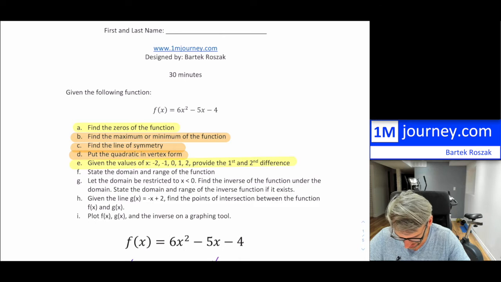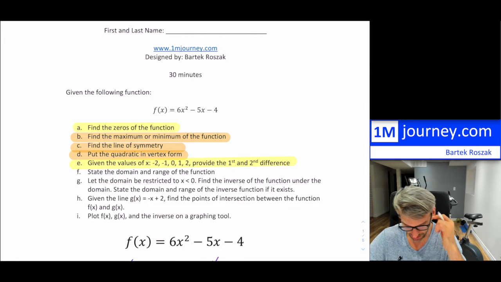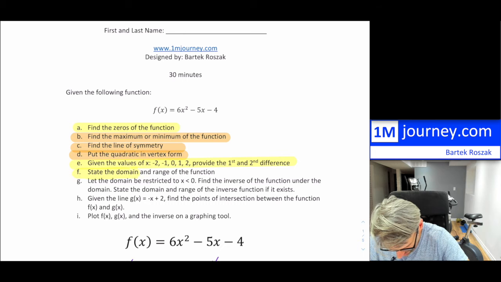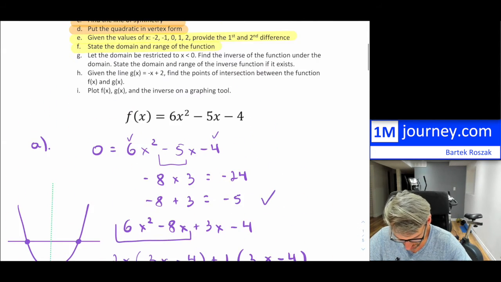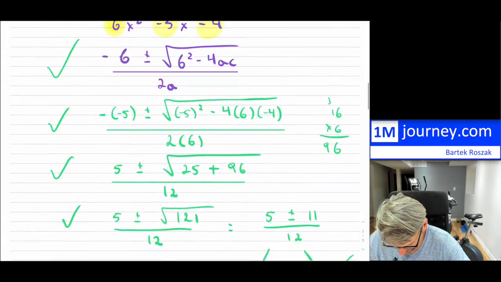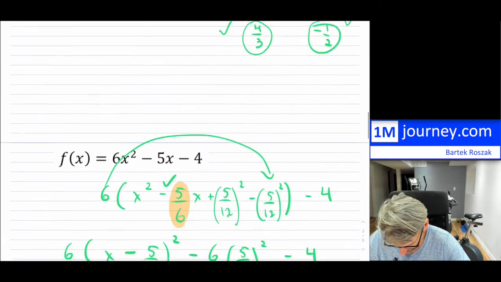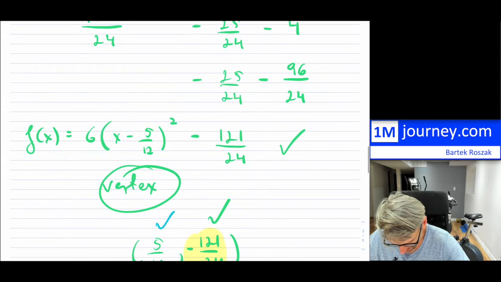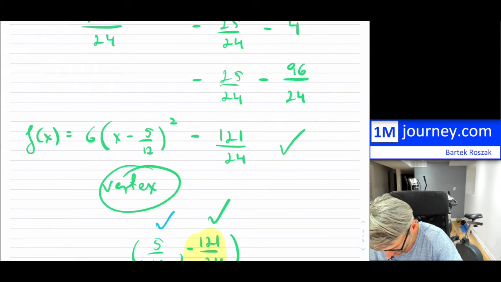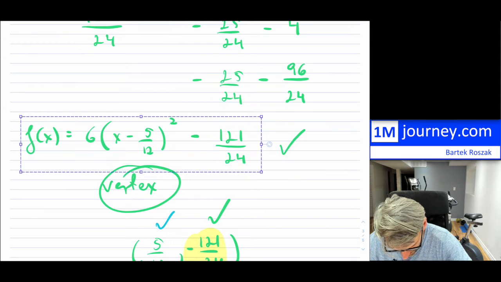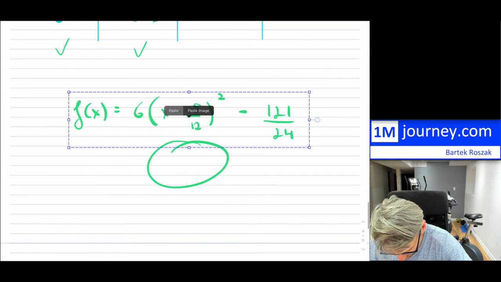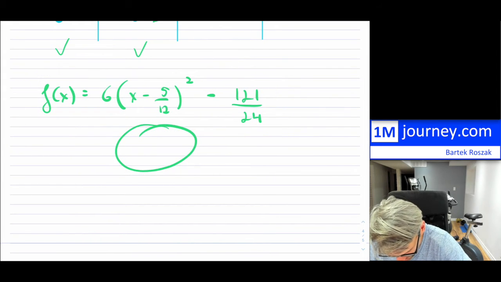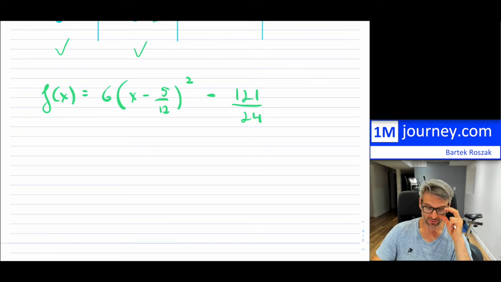State the domain and range of the function. Okay, so state the domain and range of the function. And so for this quadratic, I don't know which one will be easier for me. I'm going to keep this vertex form handy for myself, so I'm going to copy it and paste it. Okay, because now why the vertex form? Because from the vertex form it's much easier to tell the range.